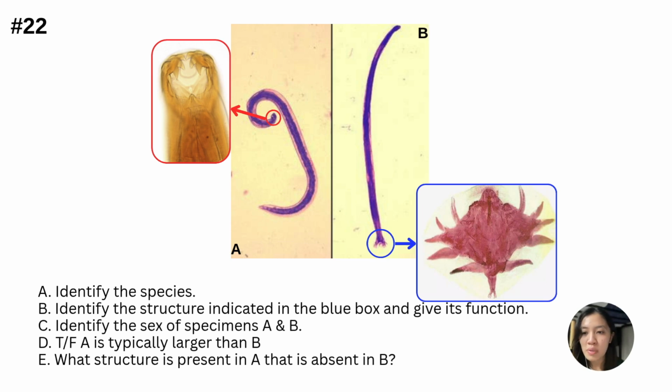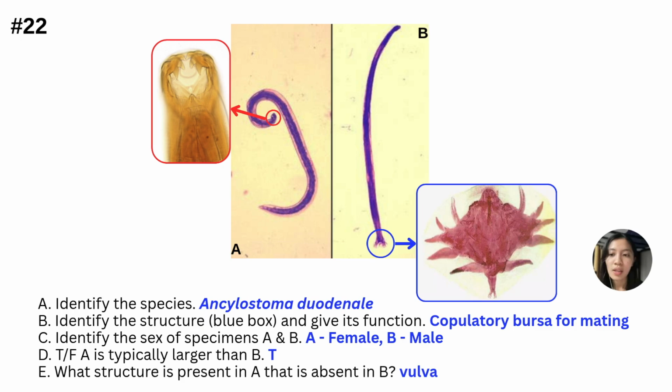Now for this station, we observe adult Ancylostoma duodenale showing sexual dimorphism. Specimen A is the female while specimen B is the male. The female is generally larger than the male. At the posterior end of the male, we can see the copulatory bursa, which is used during mating. In contrast, the female possesses a vulva, which is absent in the male. The anterior end also shows the buccal capsule with teeth, which is used for attachment and feeding.